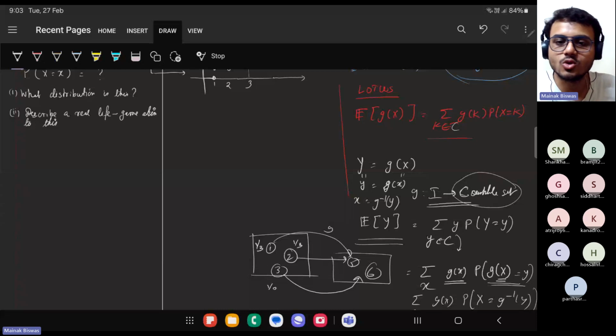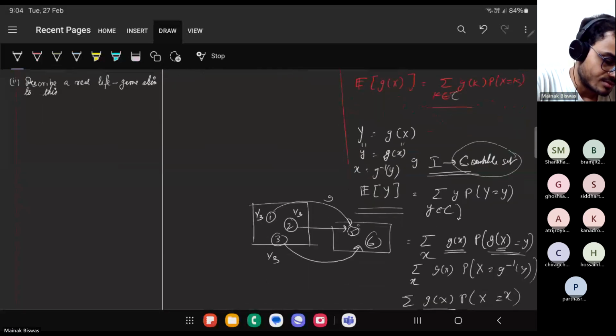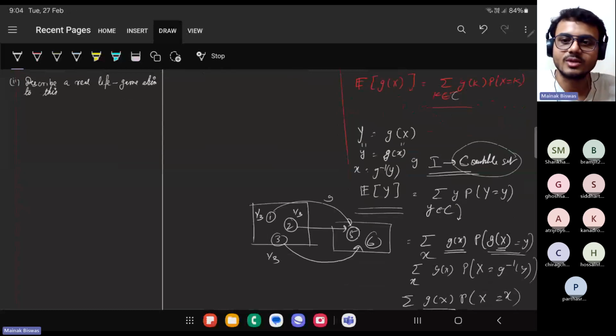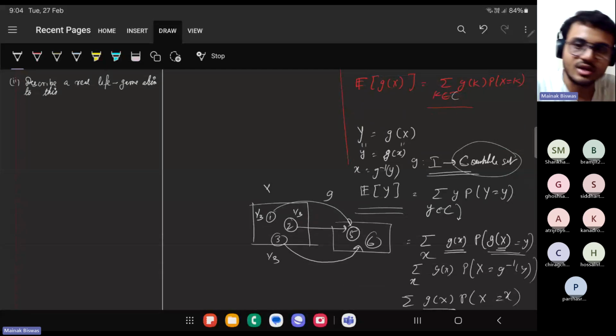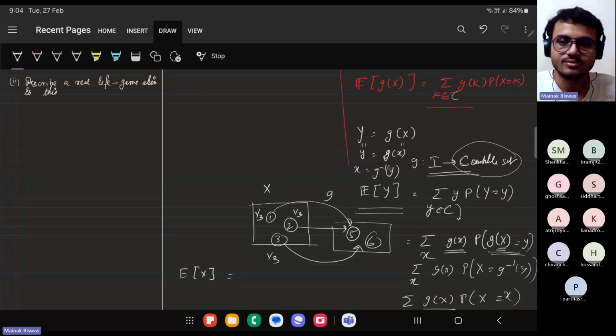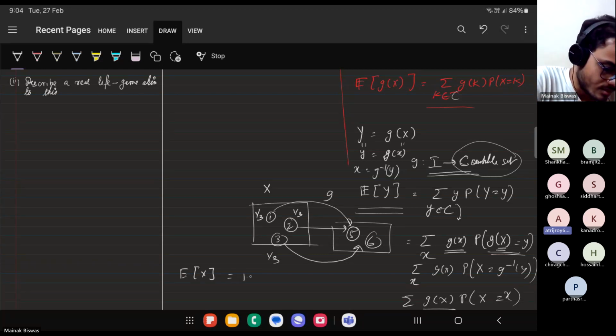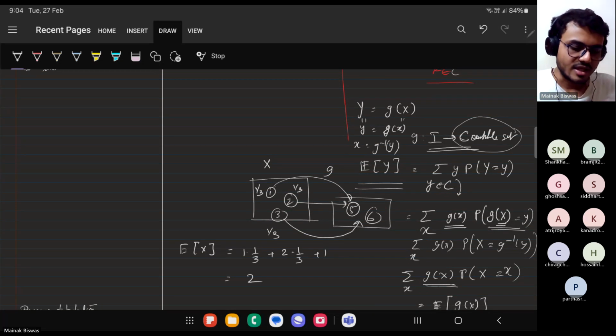I'll give this example, it will help you. So O3, what will be the expected value of? Can you help me to find the expected value? So this is your G function and this is your X, whatever it outputs to. So what is the expected value of X? First tell me, what is the expected value of X? X will be 1 into 1 by 3 plus 2 into 1 by 3 plus 3 into 1 by 3. Good. So it is 2, right? Expected value is 2. Agreed?